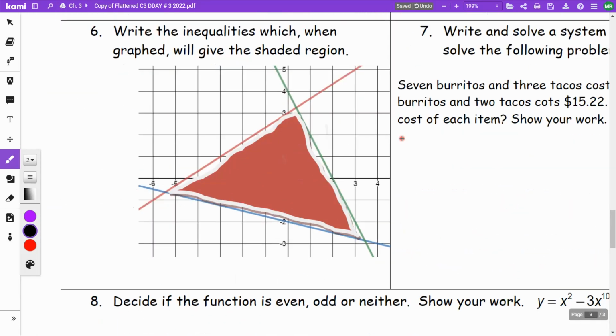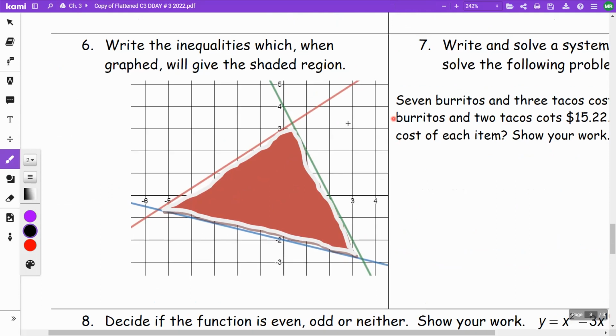Okay, on number 6. So on this one, I'm going to have 3 inequalities. This red one here, the y-intercept is 3, and it looks like I'm going up 2 over 3. So this is going to be y less than or equal to, because I'm shading below it, 2 over 3x plus 3.